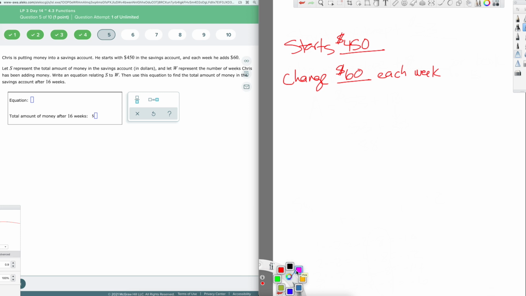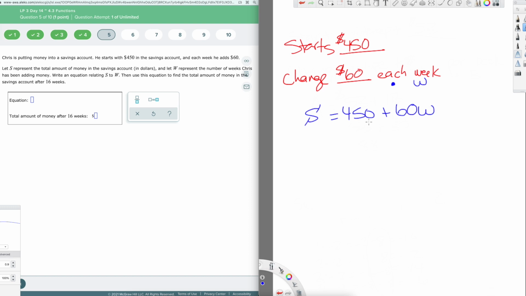So then they tell me to let S represent the total amount of money in his savings account. So S is my output, right? Instead of it being Y, it's going to be S. And let W represent the number of weeks. So instead of each week, I'm going to go times W. And we're going to write an equation relating S to W. That's our first task. And then once we write an equation, we can figure out how much money he'll have after 16 weeks. So remember, it's his starting point plus the change. So it's going to be $60 each week, or just times W.